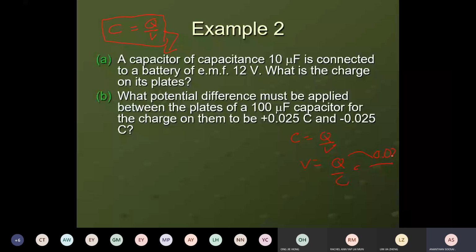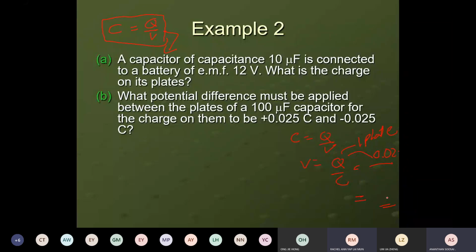0.025 only. Don't add them. This charge above is the charge stored in one of the plates, one plate. So 0.025. No need to put a negative also, just the magnitude. So you get the voltage.